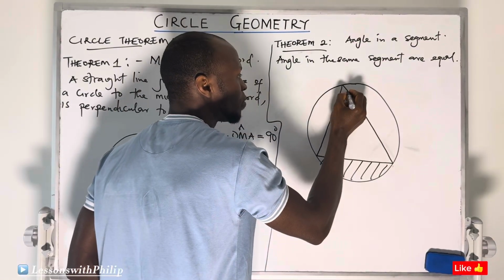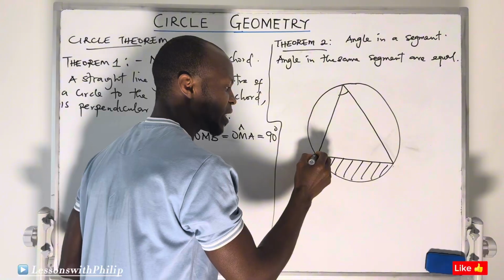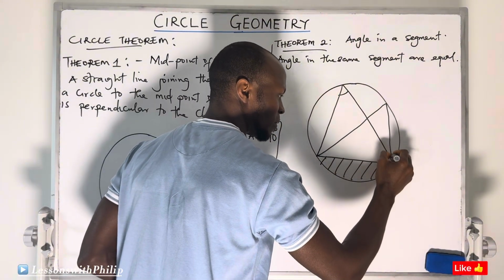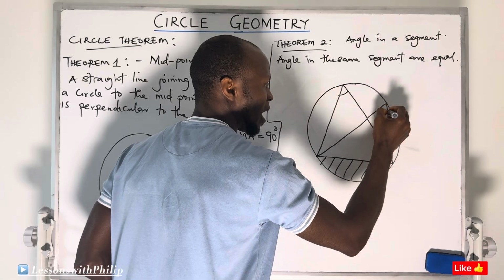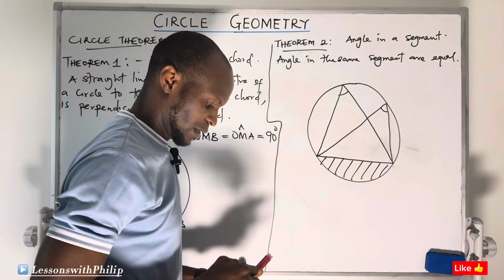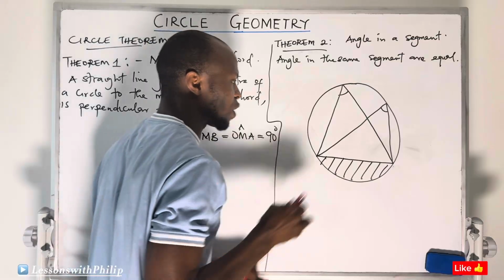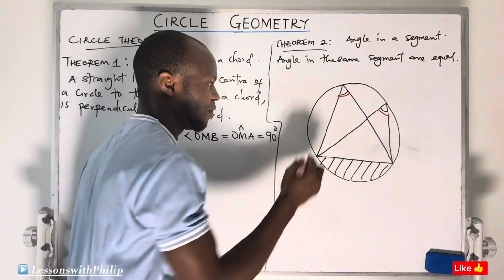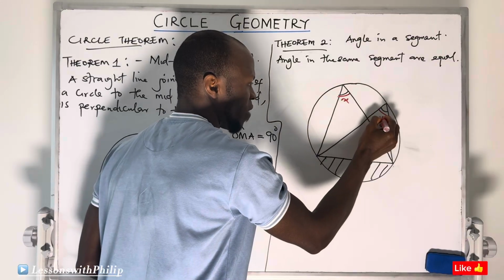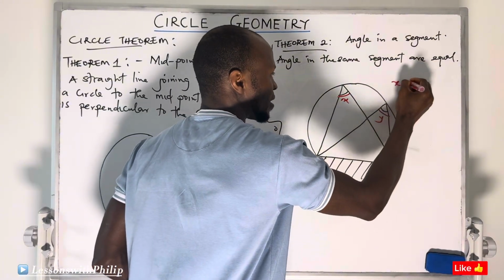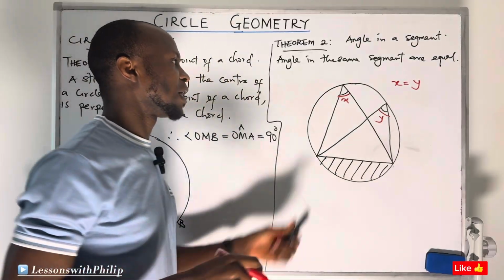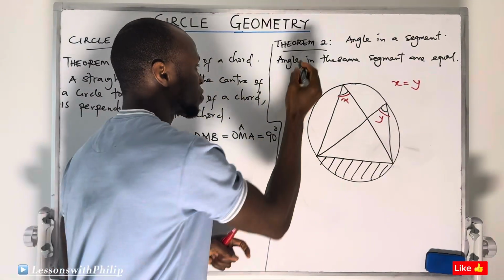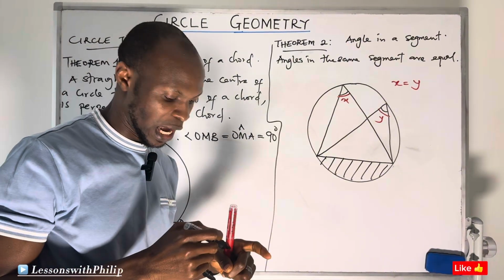If an angle emanates from this segment, okay, this is an angle. If I bring another angle from this segment, okay, this is another angle. The law says that these two angles will be equal. This angle and this angle will be equal. So if this is x and this is y, automatically my x is equals to y. What is the reason? Angles in the same segment are equal.